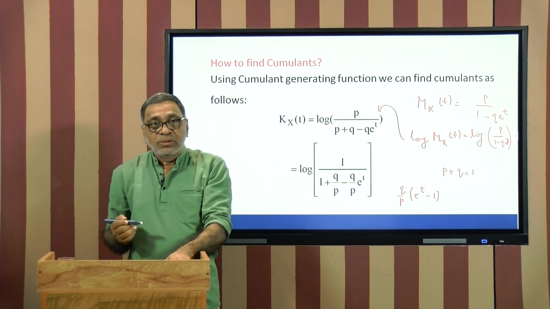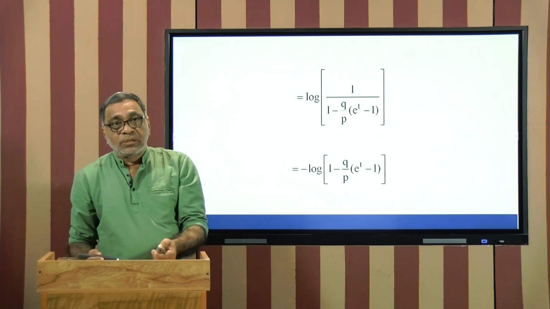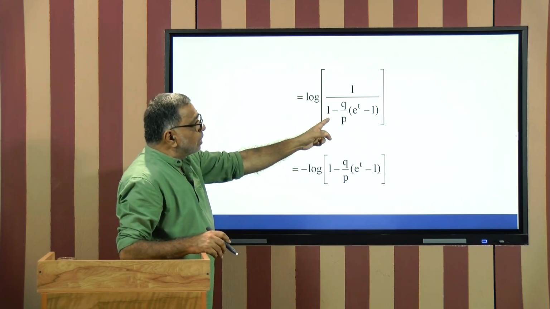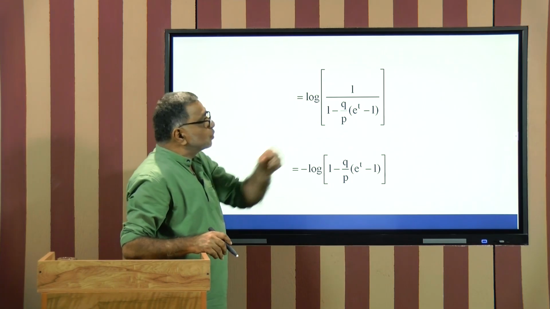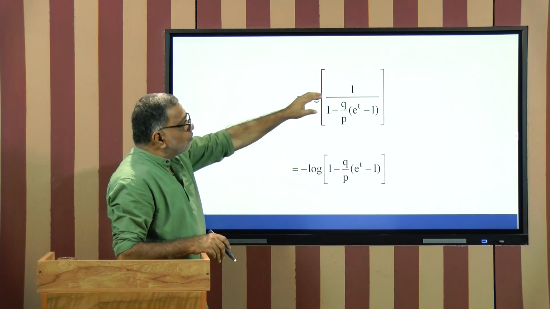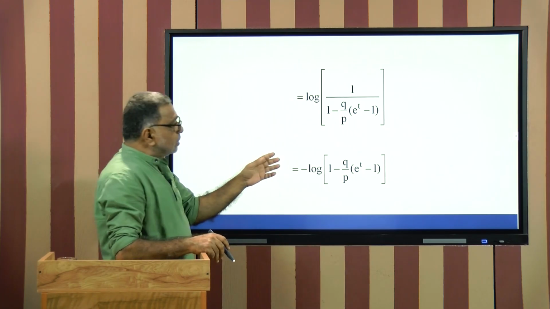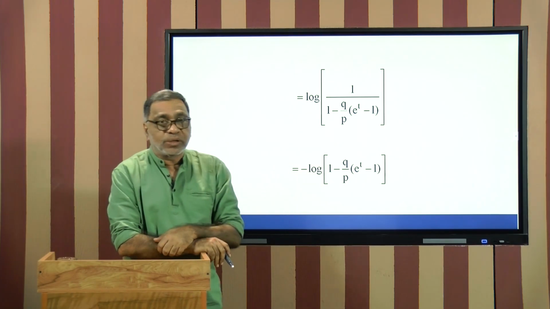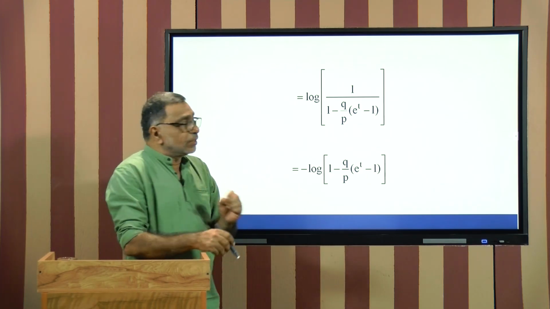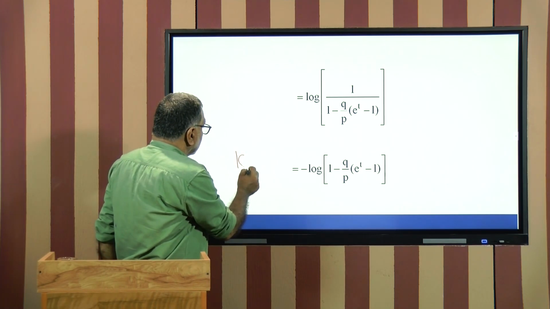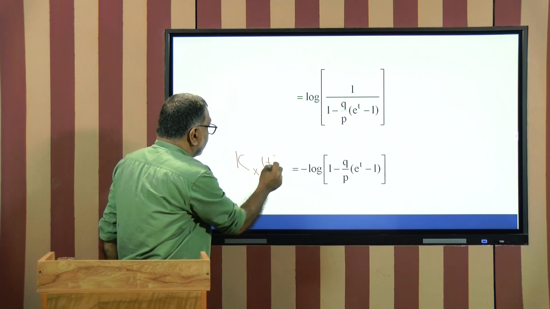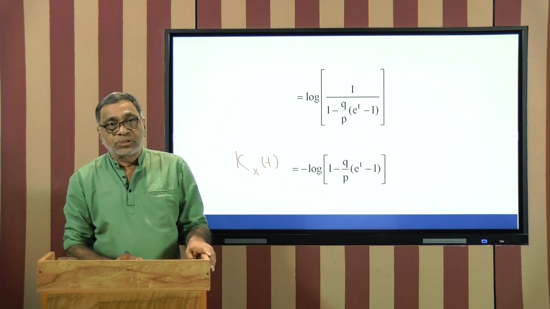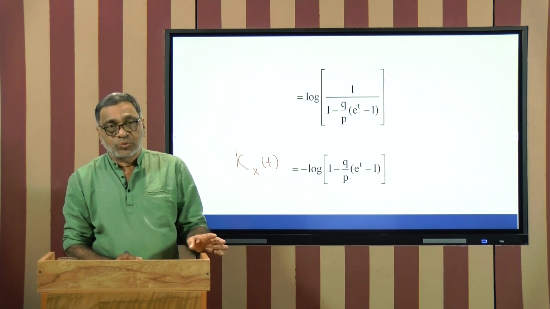So, we can write logarithm of 1 divided by 1 minus q divided by p (e^t minus 1). Again, logarithm of 1 divided by a factor is equal to minus logarithm of 1 minus q divided by p (e^t minus 1). So, the cumulant generating function of the geometric random variable is equal to minus logarithm of 1 minus q divided by p (e^t minus 1).